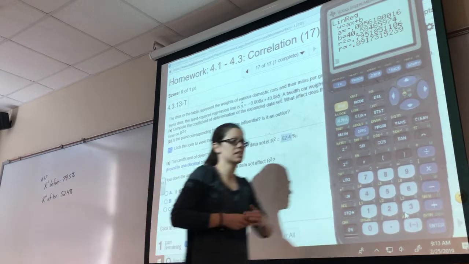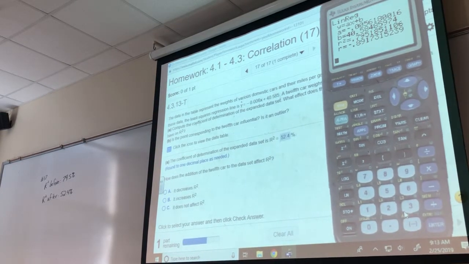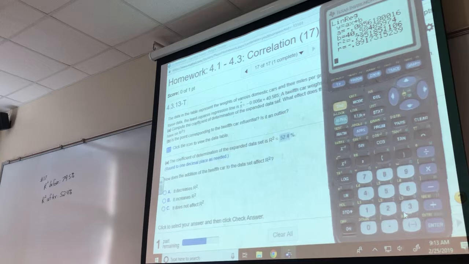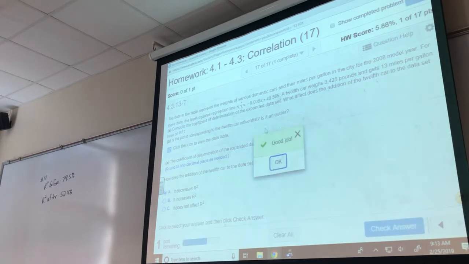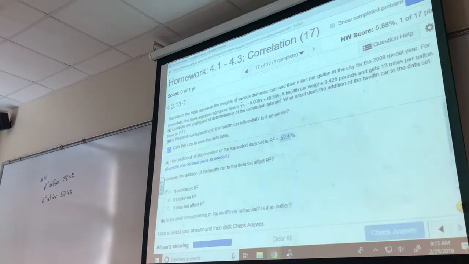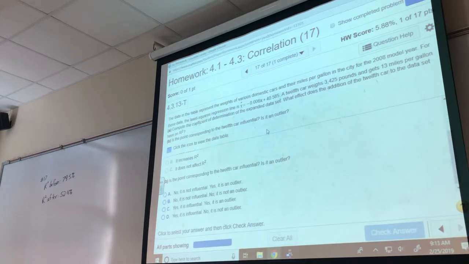For these ones, I'd say if your R squared changes maybe 10% or more, then it has a significant impact. If it's something more like 2% or 5%, then maybe it's not that big of a deal. But in this case, it went from 79.5 down to 52.4, so it decreased by quite a bit, like 17%, which is a lot. Like I said, more than 10%. So I would say that yes, it is influential because it changes it.